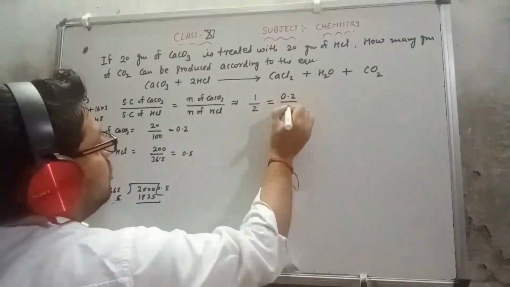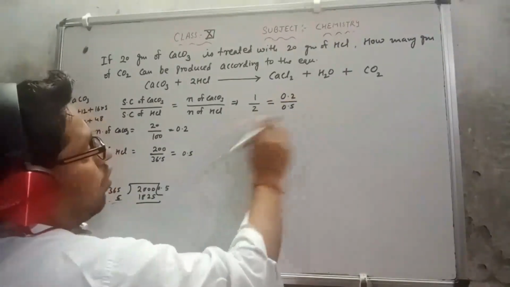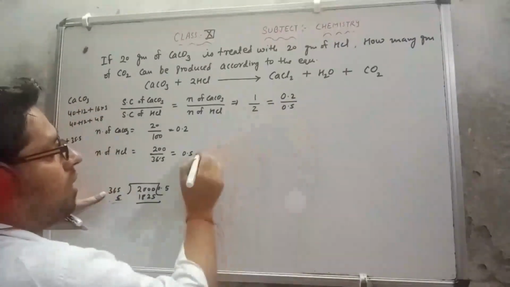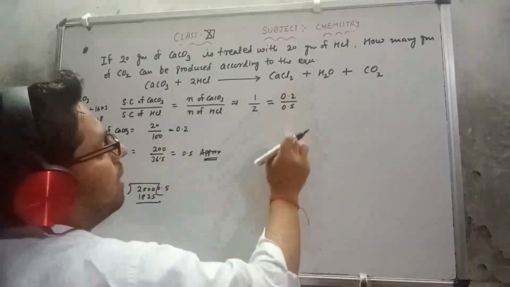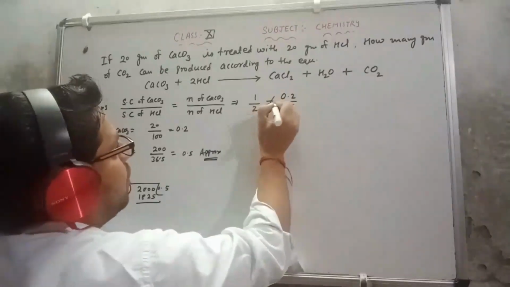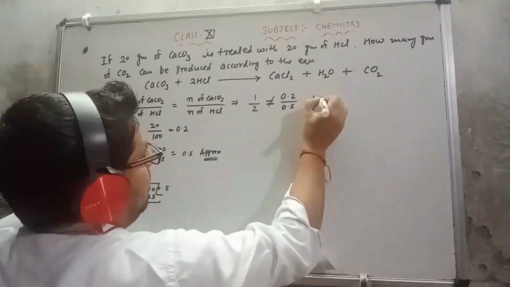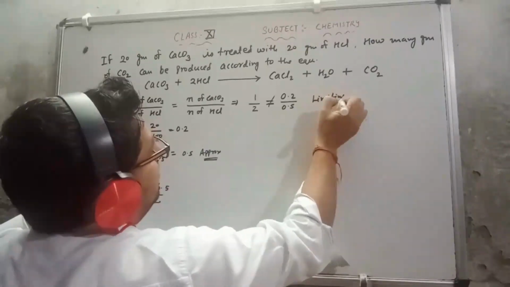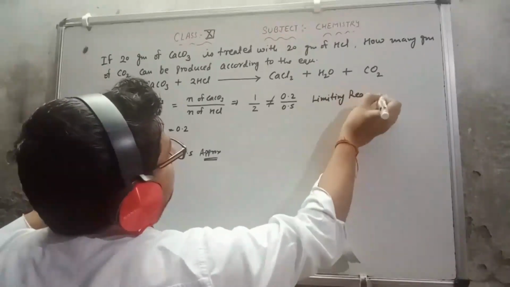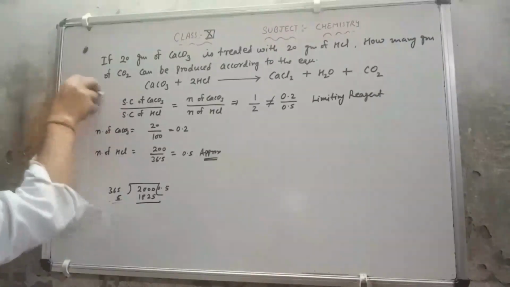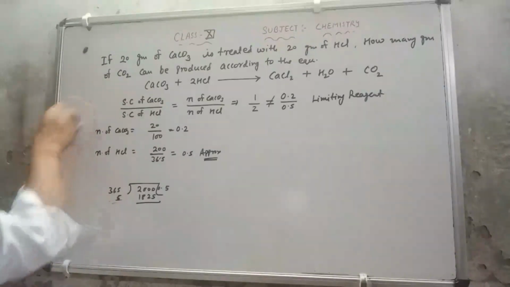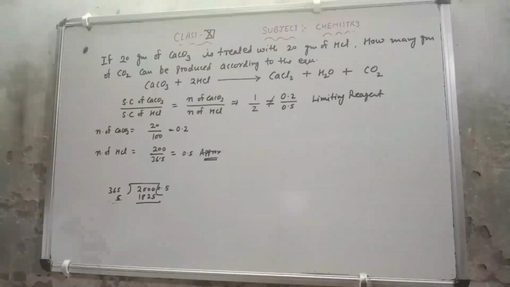If I put 0.5 here, these two are not equal. Keep in mind I am keeping an approximate value here. So these two are not equal, which means I can say the reaction is related to limiting reagent. This is the way to find out whether a question is related to limiting reagent or not. If it is, then again we need to find out which one is the limiting reagent. Check out.